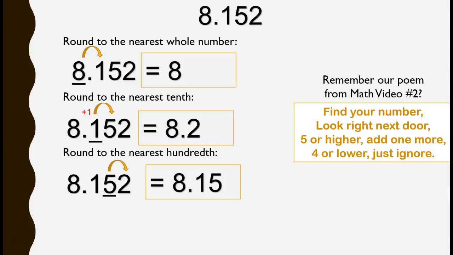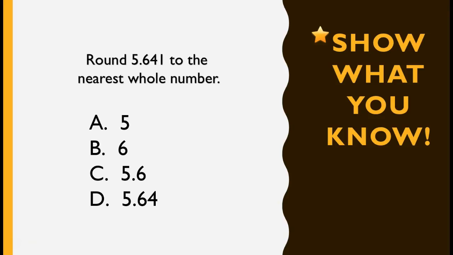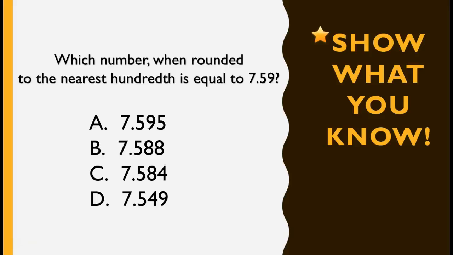Okay, great job. So now you get to try this one. It says round 5 641 thousandths to the nearest whole number. And this is a challenging one. This is a released SOL question. So this is what they like to do. They try to make it a little bit more challenging for you.